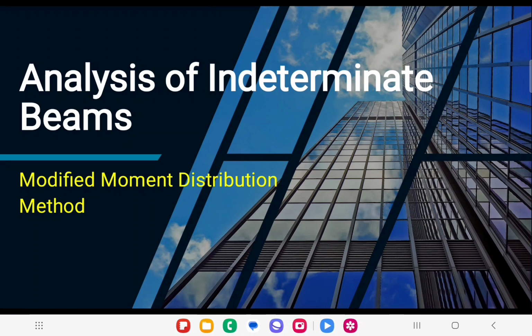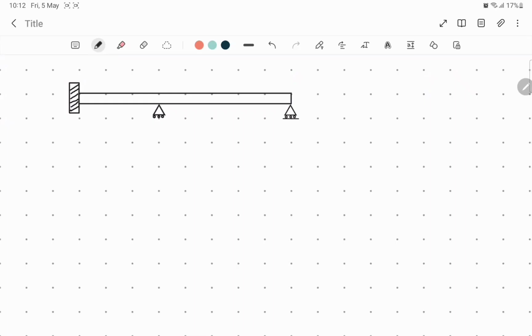Let's consider this beam shown. So we have this beam, and an alternate way to solve this is, first step, to lock all the non-fixed support.